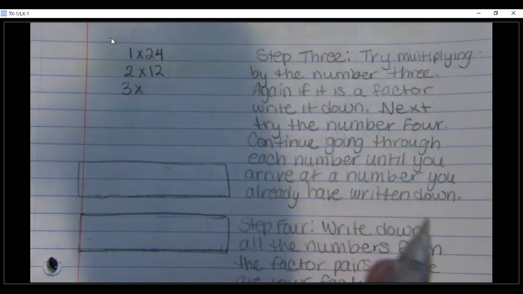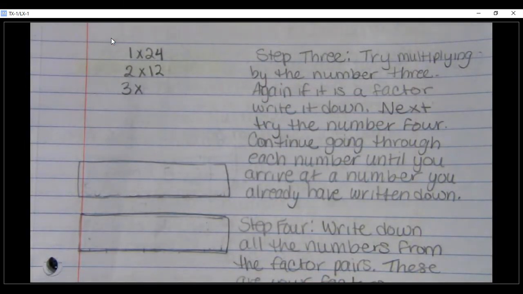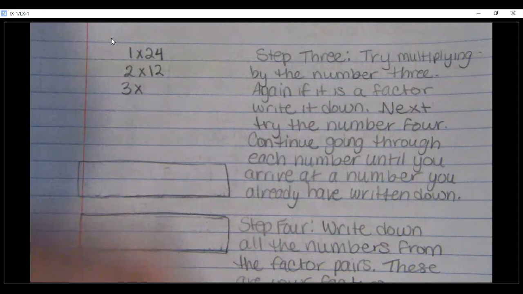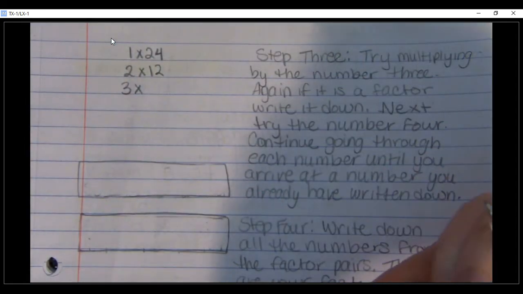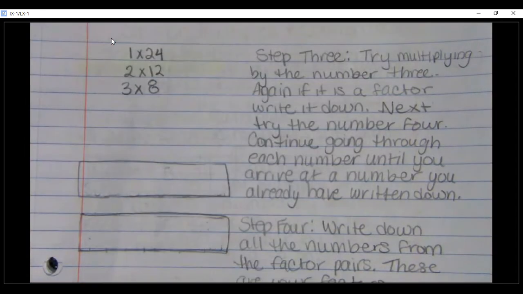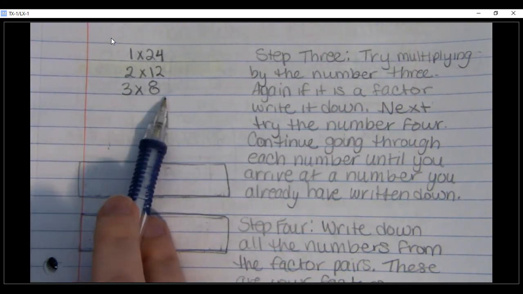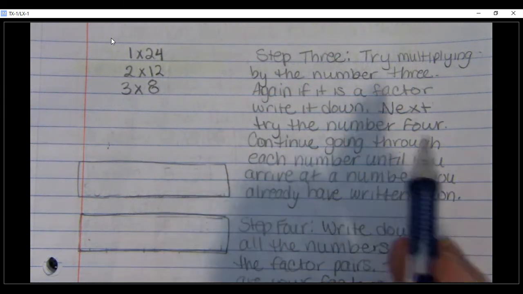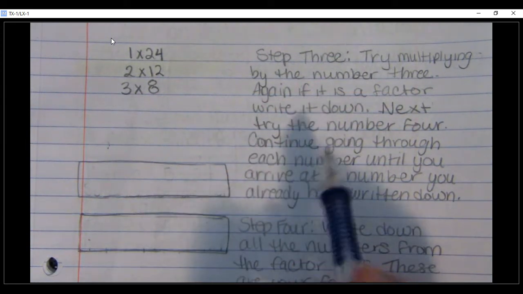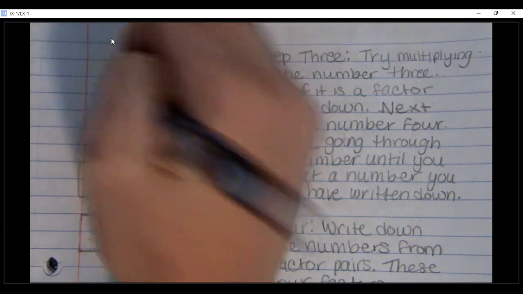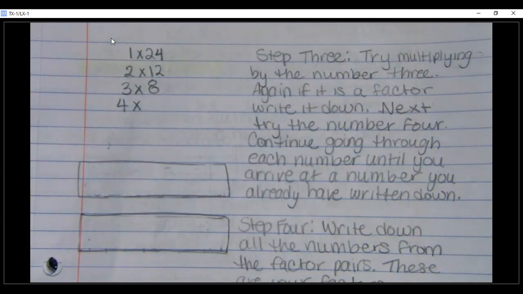Let's see. We can do some brain work. We can skip count. We can look at a multiplication chart. All of these strategies can help us figure out that actually 3 does go into 24. And that's going to be 3 times 8. Hey, look at that. We have another factor pair and two more factors, 3 and 8. Okay, we tried 3. Now we're going to try the number 4. Let's see, does 4 work? Yes, it does. 4 times 6 is equal to 24.